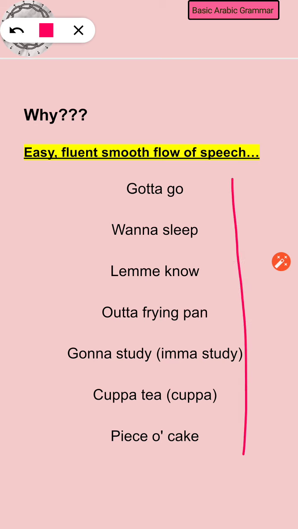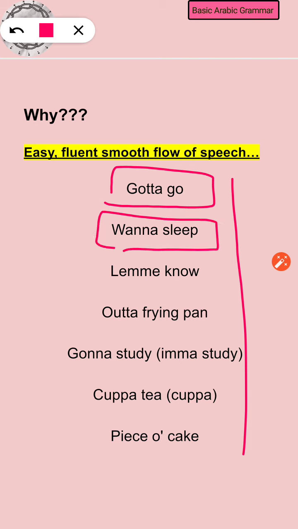So I have to go, or I got to go, became gotta go. Want to sleep became wanna sleep. Let me know became lemme know. Out of the frying pan became outta the frying pan. And then we have I'm going to study, which became first I'm gonna study, and then further it got contracted to I'm a study.